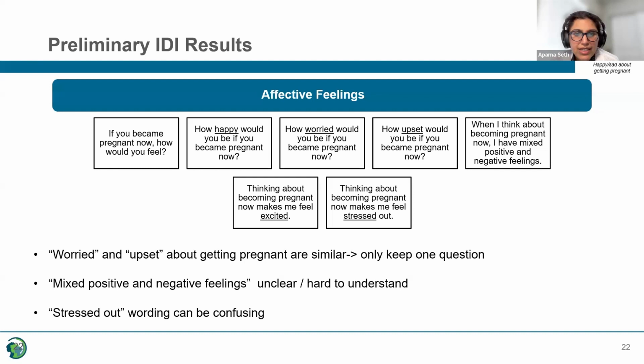Then the fifth question on this slide, when I think about becoming pregnant, I have mixed positive and negative feelings, was considered unclear and hard to understand. What did we mean by mixed positive and negative feelings? So there was a recommendation to simplify this. And finally, our last survey question, thinking about becoming pregnant makes me feel stressed out, was considered confusing, and the recommendation was to simplify it by just saying that becoming pregnant is stressful.